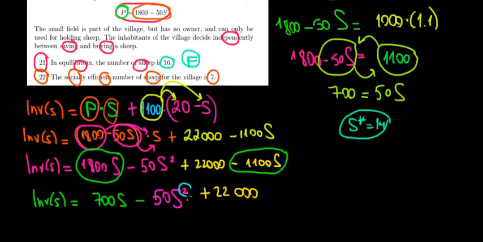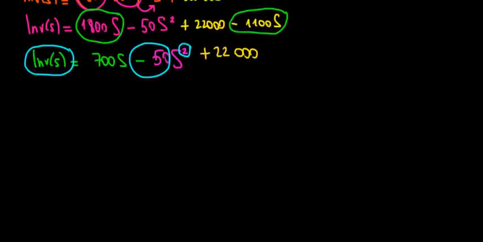Now we can notice a relationship between the investment value of the society and the number of sheep. It's a quadratic relationship with a negative coefficient. In other words, to find out the optimal level of the sheep, we have to differentiate the investment with respect to s, with respect to the number of sheep, and make it equal to 0.